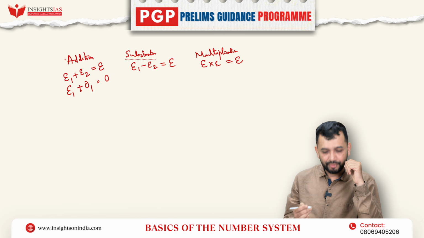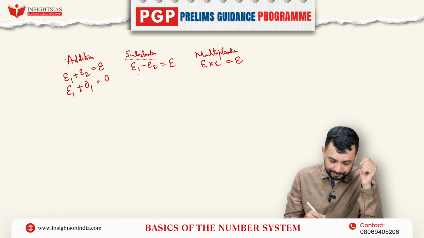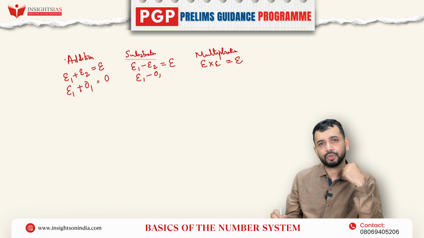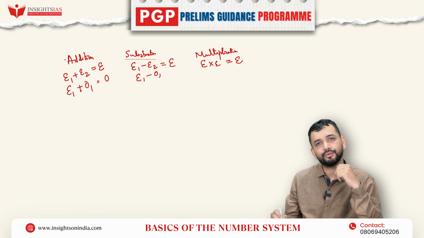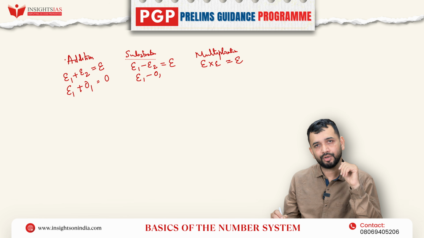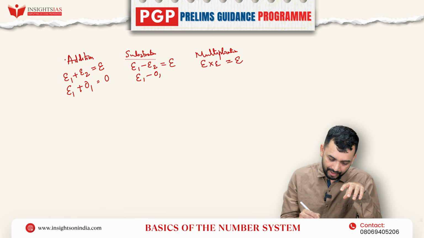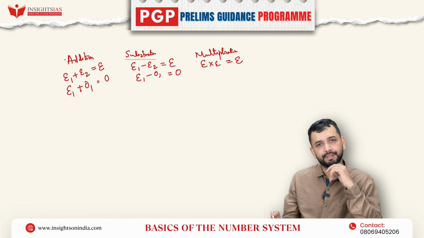Similarly, if I subtract one odd number from an even number, let's say even minus odd. Think about it. 2 minus 1, what will be the answer? 1. 4 minus 3, what will be the answer? 1. 4 minus 1, answer will be 3. So that means that when you are subtracting an odd number from an even number, the answer will be odd.